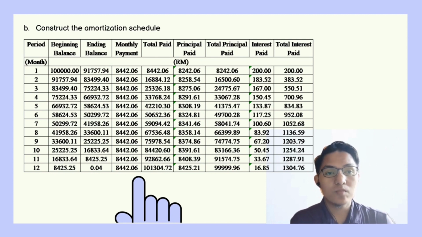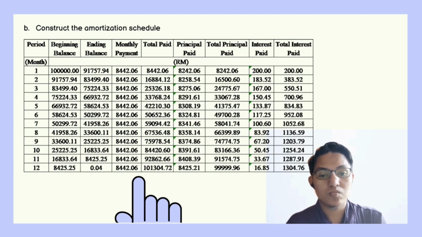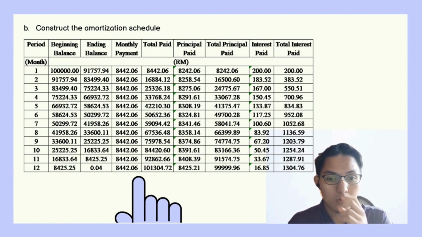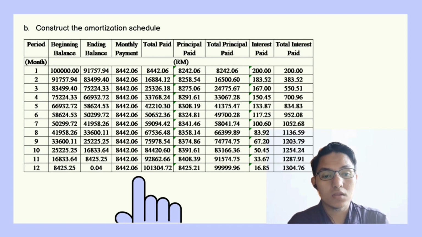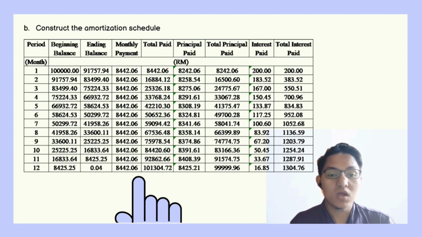Okay, so we're going to go to the total principal paid. How to get the total principal paid? We're going to use the principal paid for month 2 plus the total principal paid for month 1. So we get the total principal paid for month 2 or period 2. In amount form, 8,258.54 plus 8,242.06. It will get 16,884.12.